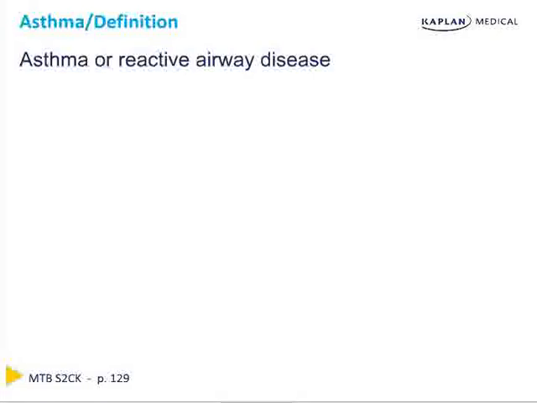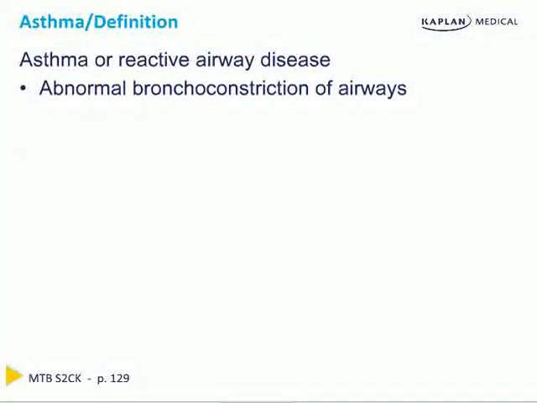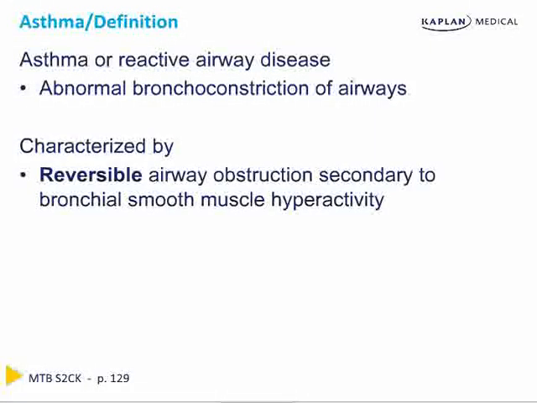To begin, let's discuss the definition of asthma, which is sometimes referred to as reactive airway disease. Asthma is an abnormal bronchoconstriction of the airways. However, there are multiple other diseases that can cause abnormal bronchoconstriction of the airways. So what is it that differentiates asthma from the others? The answer is that asthma is characterized by reversible airway obstruction, which is secondary to bronchial smooth muscle hyperactivity. This reversible component of the airway obstruction is diagnostic of asthma as opposed to some other obstructive disease of the lung.